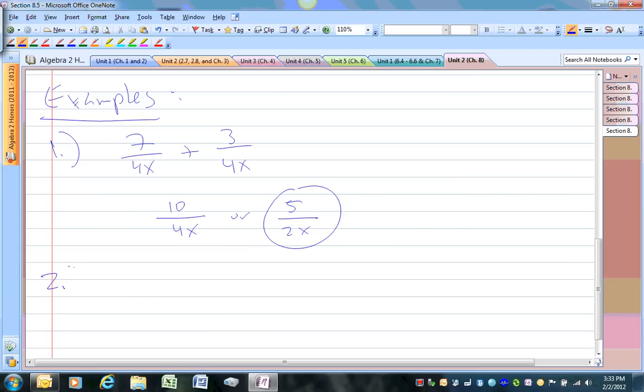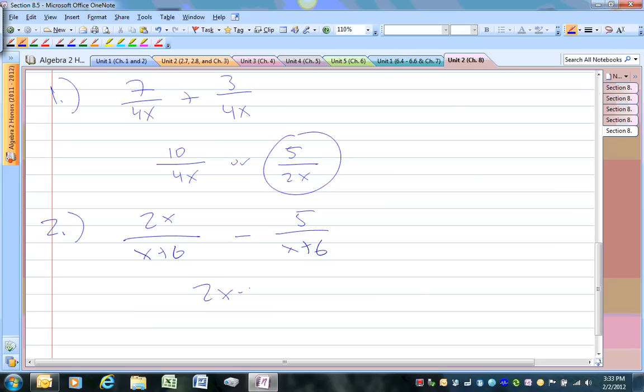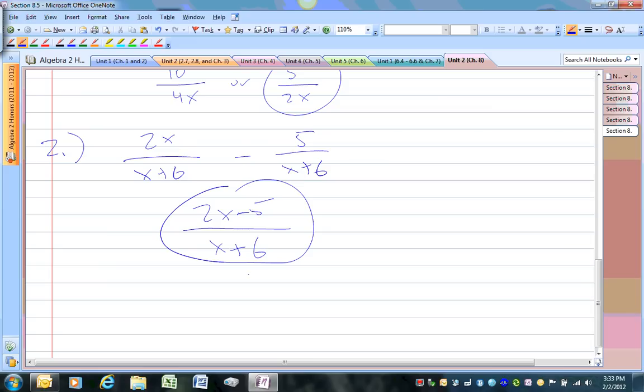Let's try another one. Number 2. 2x over x plus 6 minus 5 over x plus 6. Notice the denominators again are still the same. So we can combine it by subtracting 2x with 5. And that's the best we can do. So there's really not going to be any factoring you're doing here. You're just going to be combining 2 fractions.